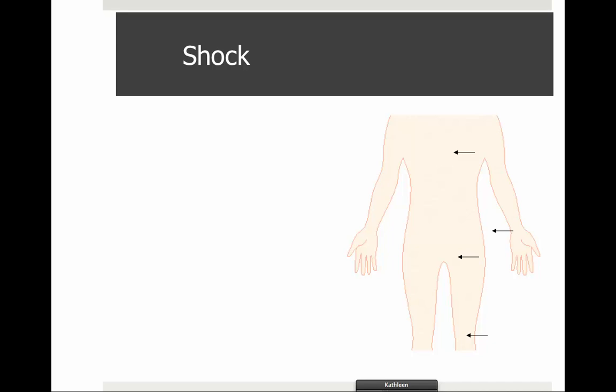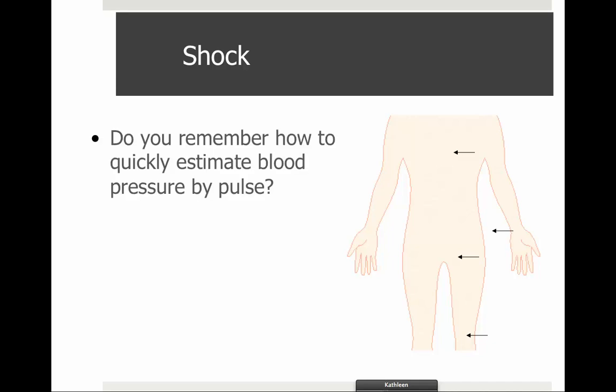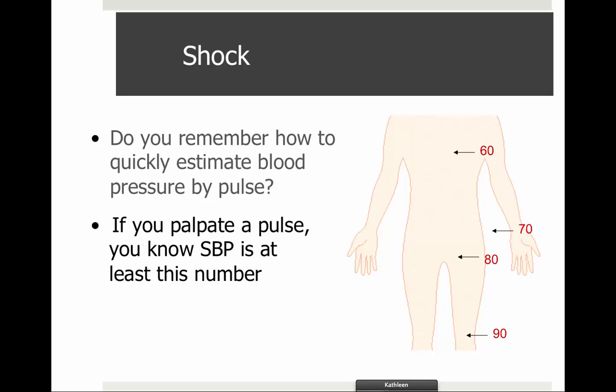Do you remember how to quickly estimate blood pressure by pulse? If you have a certain pulse, you will have at least a blood pressure of 60. If you have a radial pulse, you have a blood pressure of 70. If you have a femoral pulse, you have a blood pressure of 80. And if you have a popliteal pulse, you have a blood pressure of 90. If you palpate a pulse, you know your systolic blood pressure is at least this number. So if you palpate a pulse in any of these areas, you know that your blood pressure is at least 90, 80, radial 70, and apical pulse, your blood pressure is at least 60.